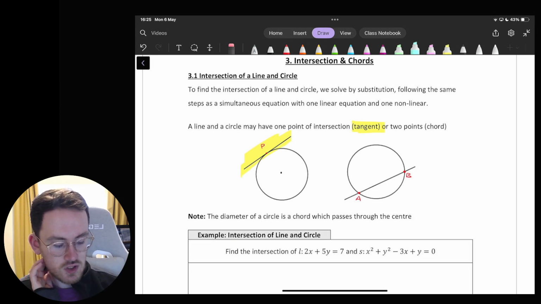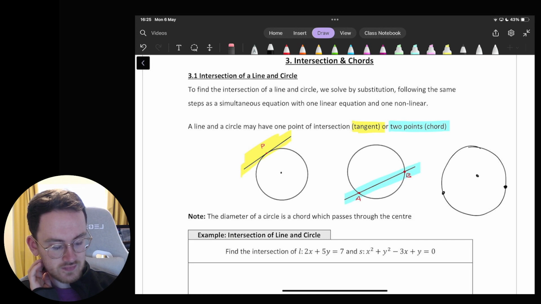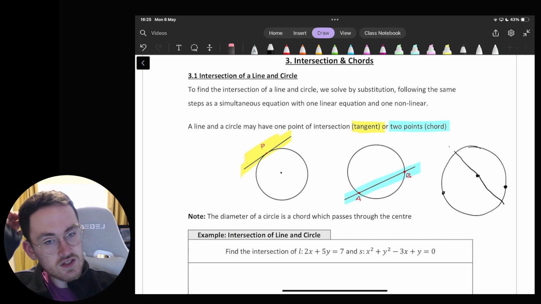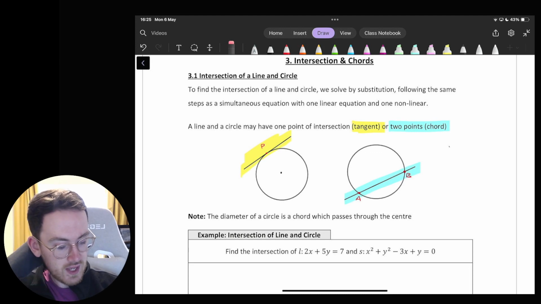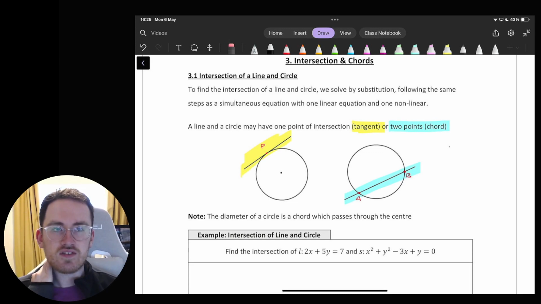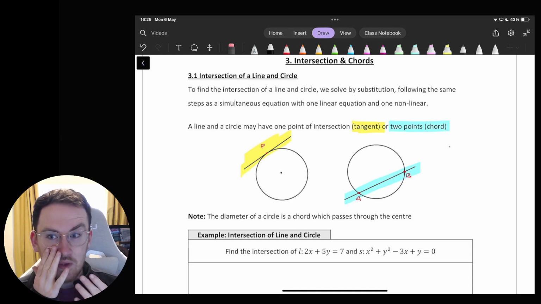If instead we have two points, the line that is formed is called a chord. A chord is any line from one side of the circle to the other. In that way, even the diameter of a circle is technically considered to be a chord of the circle.